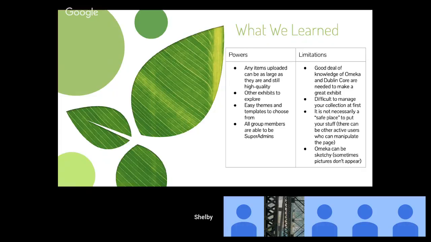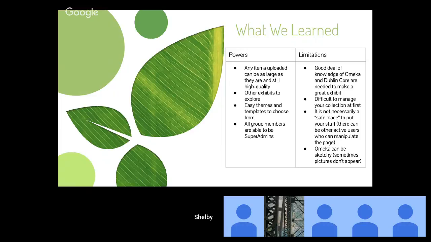There were a lot of easy themes and templates to choose from, which puts it in a really organized manner. And then Dr. Chat also helped us all become super admins, which is a title that allowed us all to work on it at the same time. It would be similar to everyone working on a Google Doc, I guess. So we were all able to work on it individually rather than one person uploading everything.